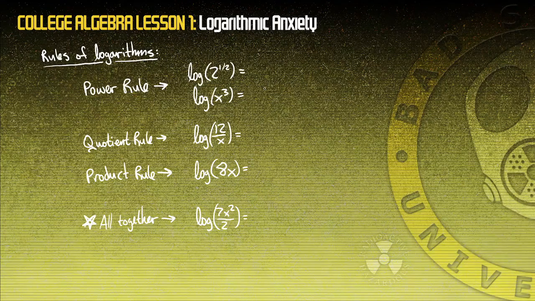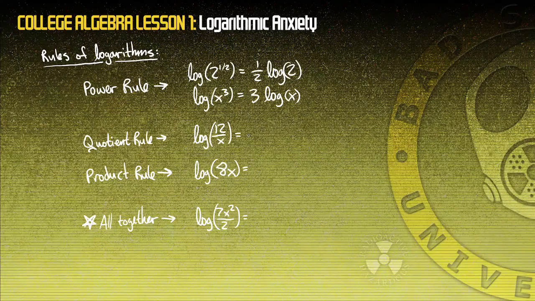There's a few different rules about logarithms that you need to learn. So the first is the power rule, where inside the logarithm you have an exponent. So let's say you had log of 2 to the 1/2. You can actually pull the 1/2 out and put it in front of the logarithm. So that would equal 1/2 times log 2. And if you had, let's say, log x cubed, then that would just be 3 times log x.